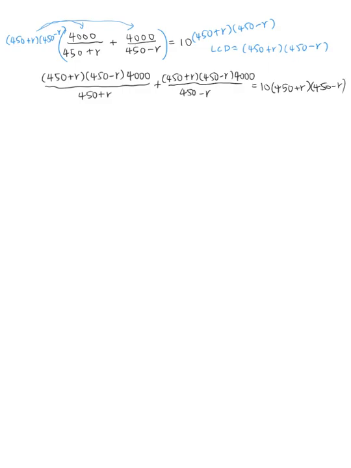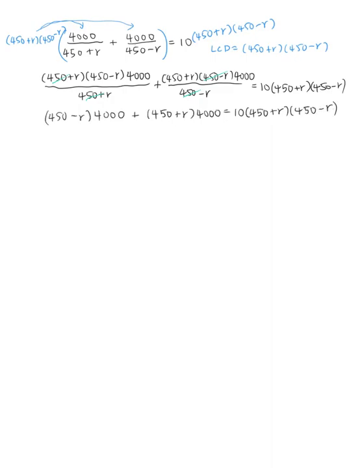Yes, I know this looks completely nasty, right? But it's not as bad as you think, because can we not cancel something here? I think so, because look, 450 plus r goes away and then 450 minus r goes away. So it looks a little bit simpler now. Let me rewrite this. So we got 450 minus r times the 4,000, no more denominator, hooray, and then plus 450 plus r times the 4,000 equals 10 times 450 plus r and then 450 minus r.